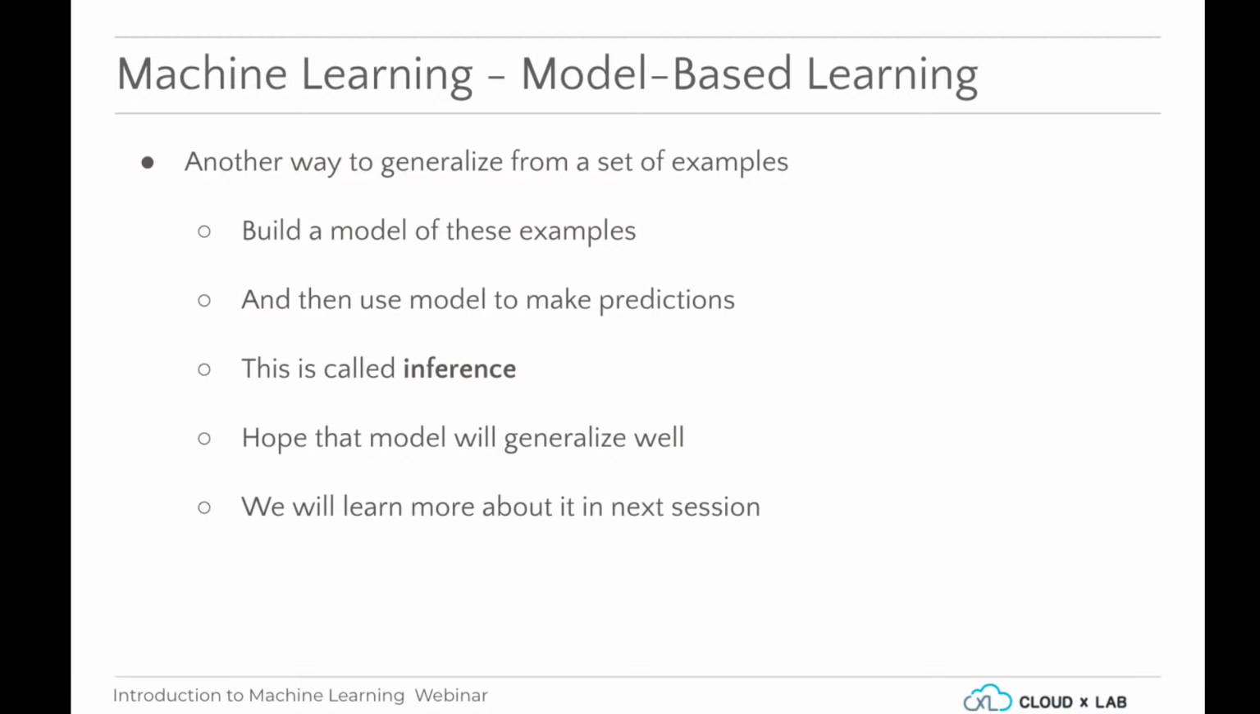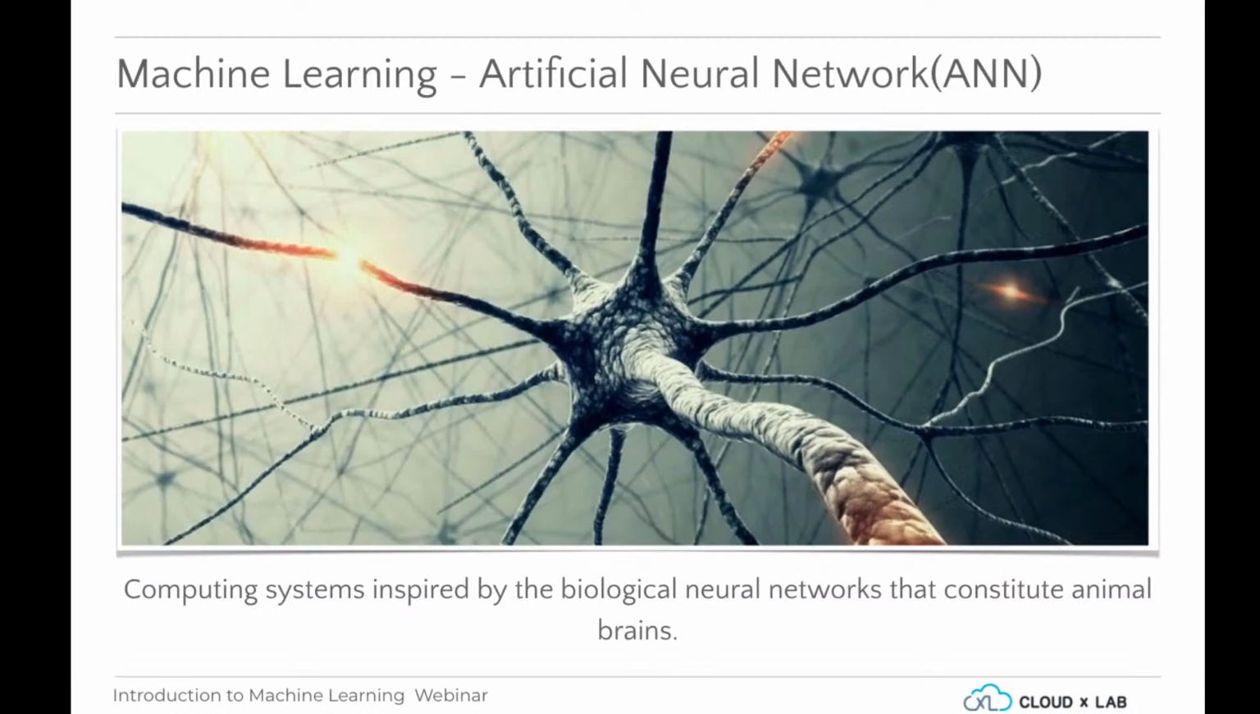Basically, when a new data set comes in, it does a more accurate prediction. Most of machine learning today is model-based learning, and this method of making a prediction based on a new data set is called inference. This is what inference is.